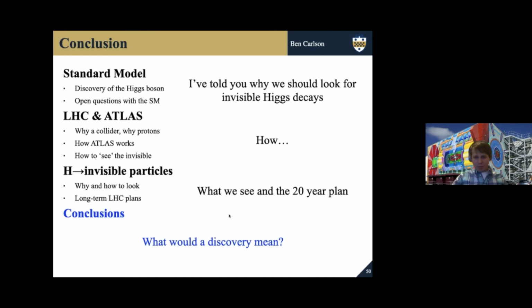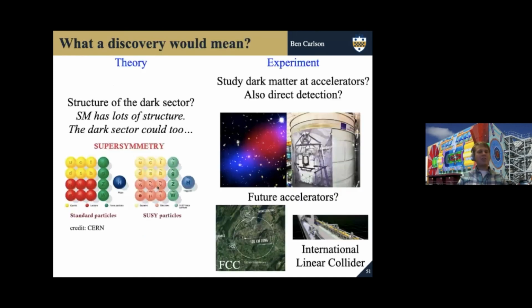Now, I want to end by thinking a little bit more broadly about what it means to discover a new particle. It could be Higgs invisible, it could be something else. But this has a lot of implications. So theoretically, if we discover one new particle, I think the natural question is whether there are a lot of other new particles as well, because the standard model has a significant amount of structure.